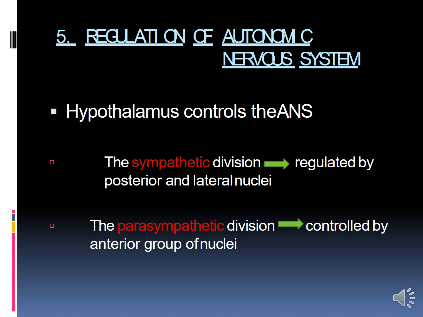Next is regulation of the autonomic nervous system. The hypothalamus controls the autonomic nervous system. The sympathetic division is regulated by the posterior and the lateral nuclei. The parasympathetic division is controlled by the anterior group of nuclei.